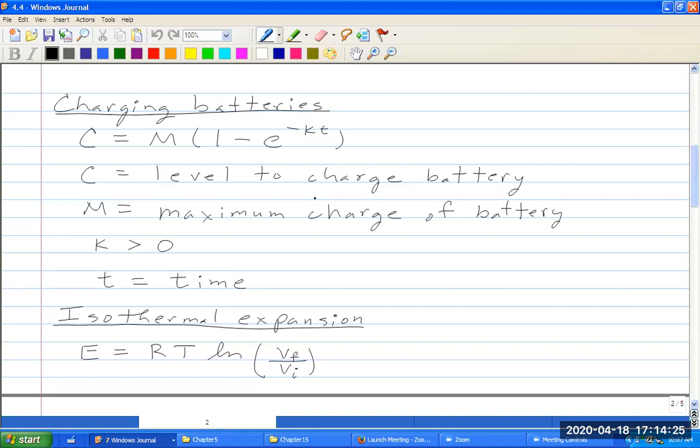Yes, so C is equal to M, the maximum charge, times the quantity 1 minus e to the minus k, a charging constant, times t, the amount of time it takes you to charge. Thank you.